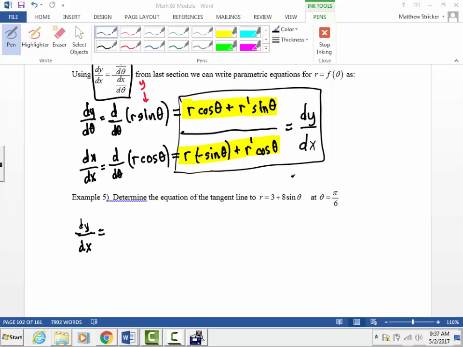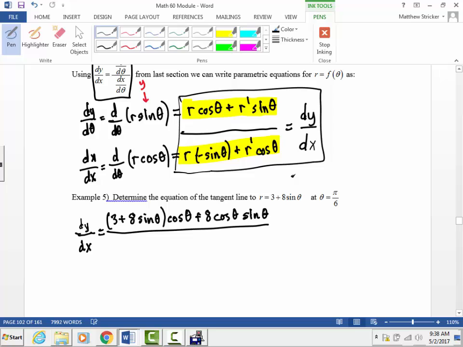So I'm just following this. r is 3 plus 8 sine theta times cosine theta plus r prime. r prime would be 8 cosine theta times sine theta. You guys see where I got that from?